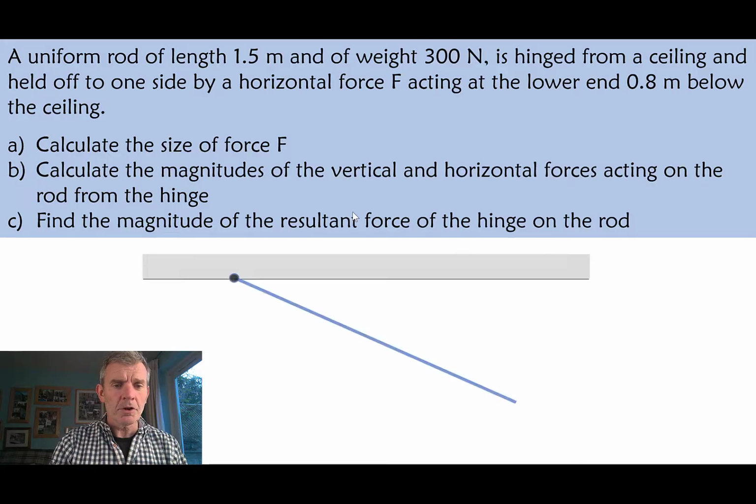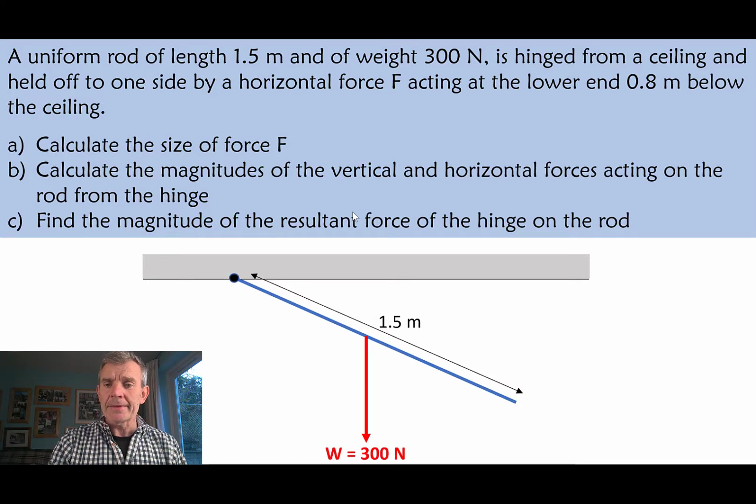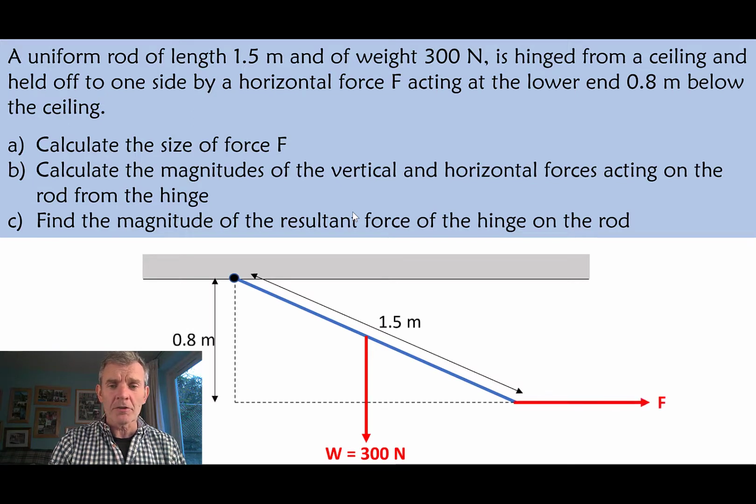Okay, we've got a uniform rod of length 1.5 meters and of weight 300 newtons. It's hinged from a ceiling and held off to one side by a horizontal force F acting at the lower end, 0.8 meters below the ceiling, as shown in the diagram. You've got to calculate the size of that force F, calculate the magnitude of the vertical and horizontal forces acting on the rod from the hinge, and calculate the magnitude of the resultant force of the hinge on the rod.